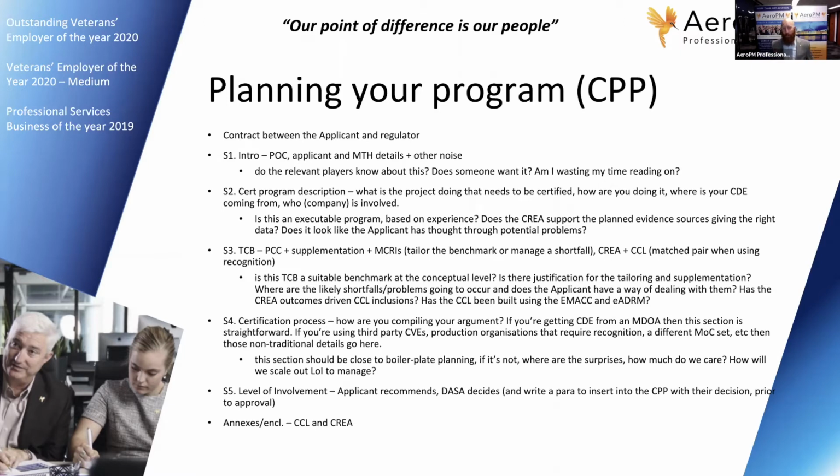Right, next is our benchmark. So remember I mentioned earlier that the TCB, type certification basis, and the CCL, the certification checklist, are essentially the same information at different levels. So the TCB is the conceptual wordy description. The CCL is the details in a couple of 100-line spreadsheet, for example. So section 3 is your wordy description, that TCB. It will be a primary certification code plus whatever supplementation.